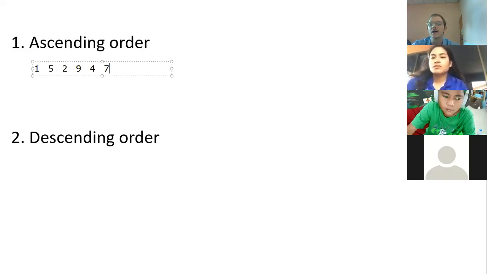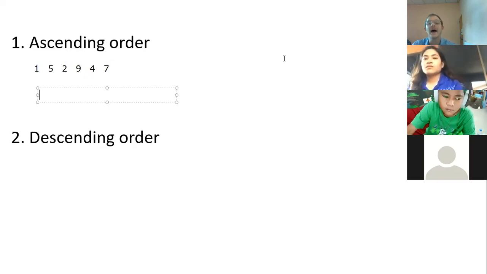Now, ascending order means going up, going up. So we start at the bottom with the smallest number at the bottom. And as we go up, up, up, the numbers become bigger. So if I want to write the numbers on top here in ascending order, I will write them in the following: 1, 2, 4, 5, 7, 9. Meaning the numbers start small and go up.